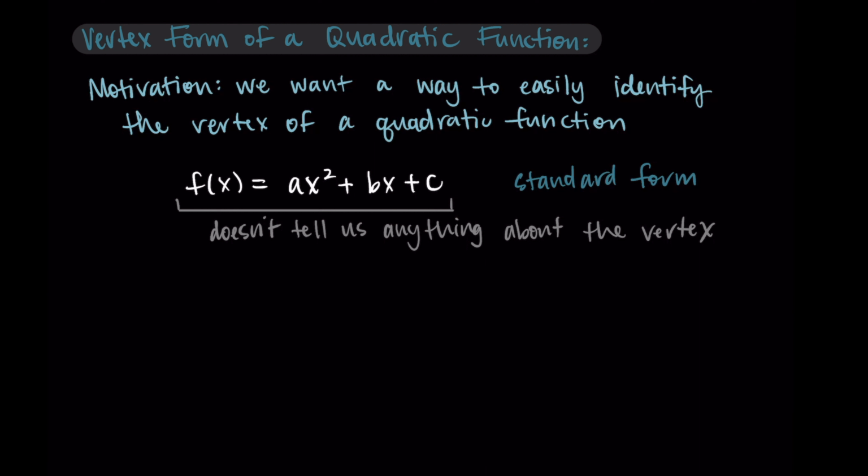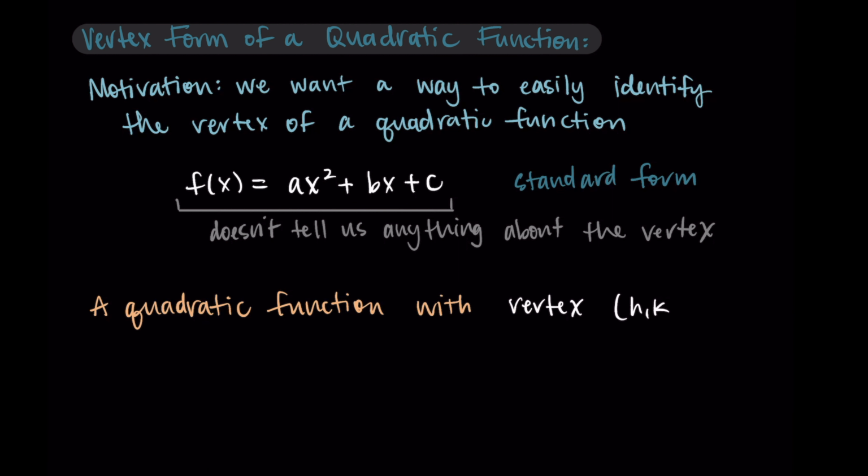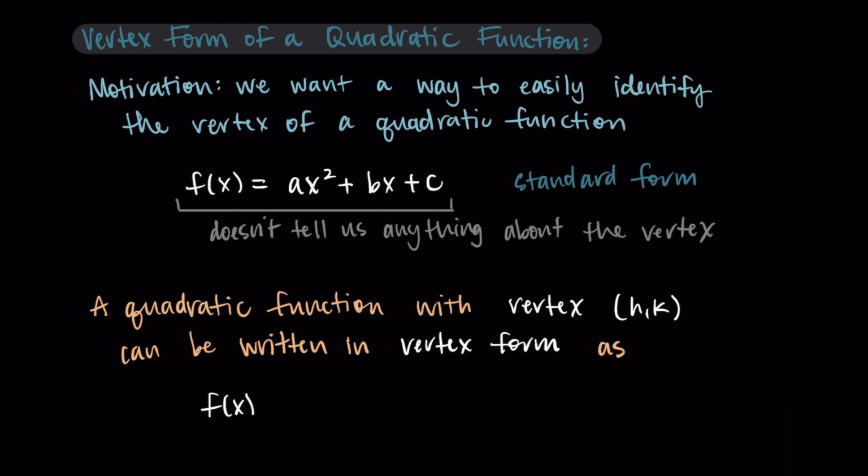So what I'm going to do is give you the formula first, then we'll talk about where it comes from and do some examples. We say a quadratic function that has the vertex h, k, so that's the point hk as the vertex, can be written in vertex form as the following. We have f of x equals a times the quantity x minus h squared, all plus k. So a, x minus h squared, plus k.